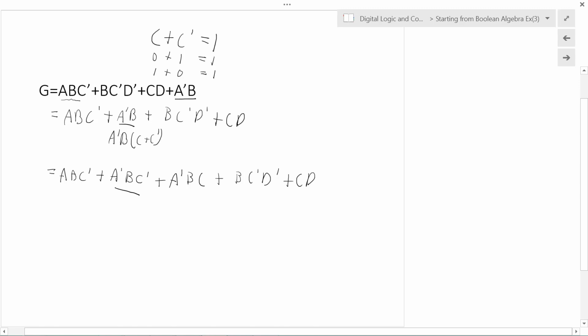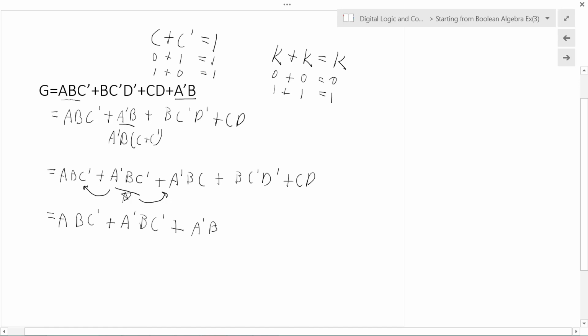This term here, A prime, B, C prime, can be combined with either this term or this term, but not both. But we can get around this problem by using idempotency. So remember that K ORed with K is equal to K. 0 or 0 is equal to 0, and 1 ORed with 1 is equal to 1. So idempotency holds, so we can duplicate A prime, B, C prime. Let's do that. A, B, C prime, or A prime, B, C prime, or A prime, B, C prime, or A prime, B, C.